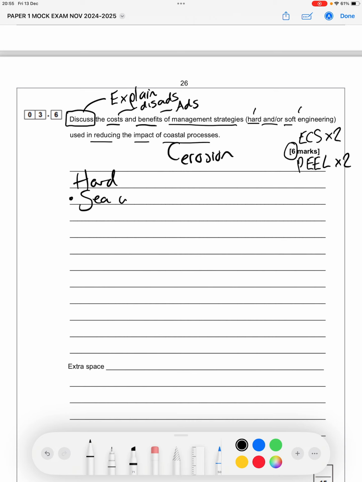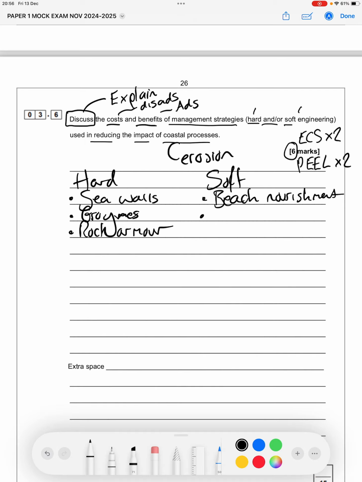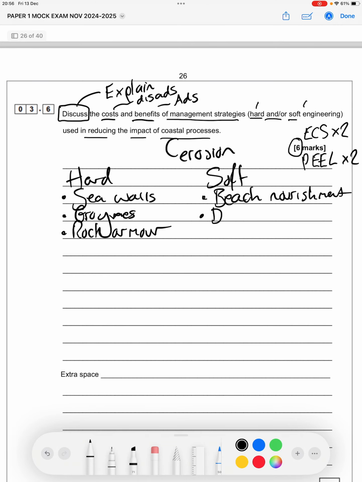Obviously, that will be for hard engineering. That is going to be things like seawalls, groins, or maybe rock armour. And for soft, this could be beach nourishment, okay, or like dunes, or like dune strengthening, or like dune regeneration.